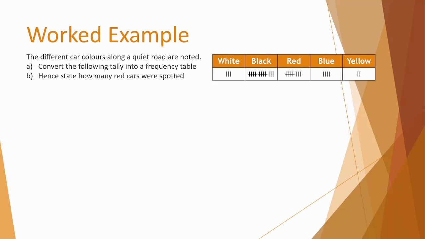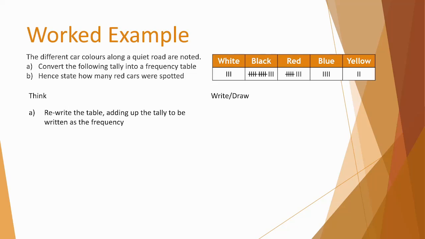The different colors of each car that went along a quiet road were noted. As you can see, we've got white, black, red, blue, and yellow. And we've got the tallies underneath. So first off, we have to convert the tally table into a frequency table and then state how many red cars there were. So on the left hand side, I am doing my thinking, and on my right hand side, I am doing my writing and drawing. This is what I will put down onto the page so the teacher understands what I'm doing.